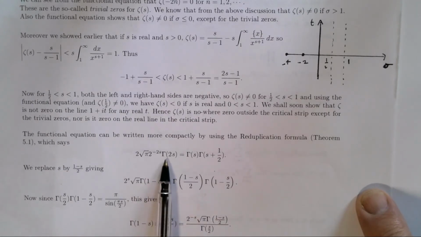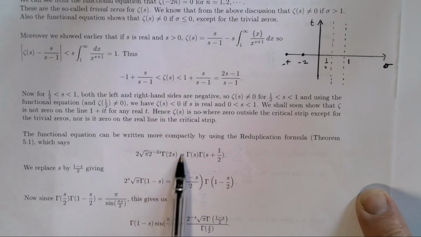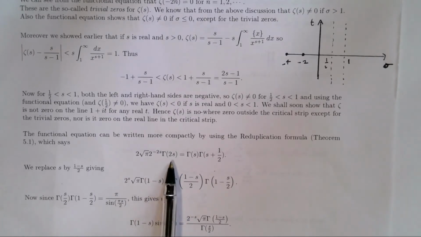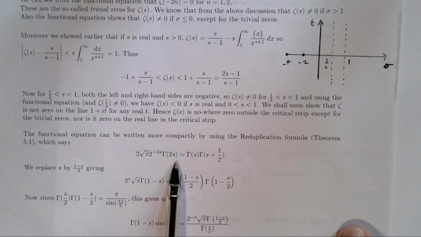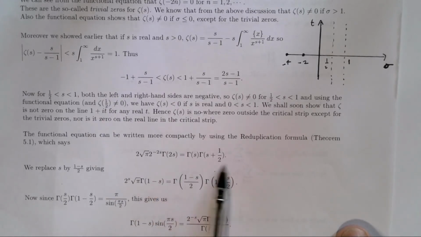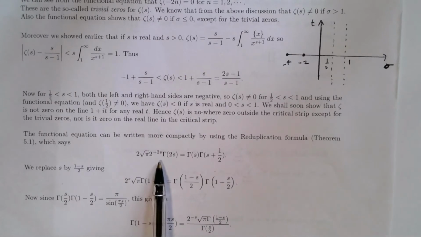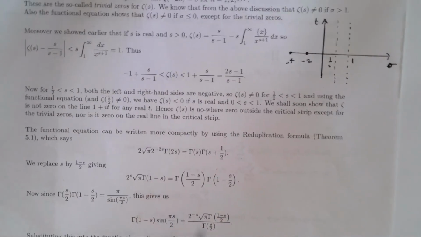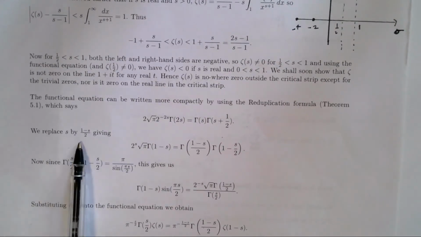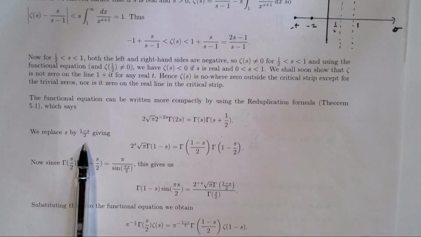I thought of this as a kind of double angle formula. It's called the reduplication formula. I call it double angle formula. Gamma of 2s is gamma of s, gamma s plus a half times this factor. I replace the s with 1 minus s over 2, which gives me that expression.